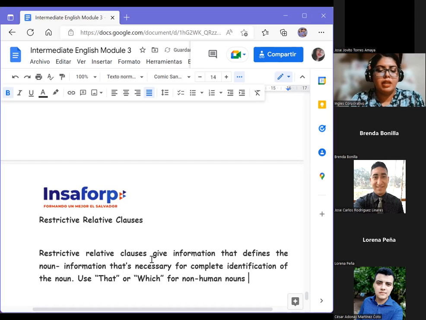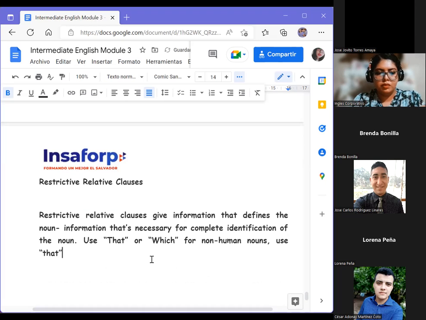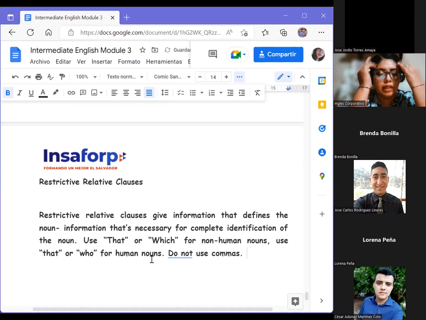So in this case, it's saying that we're going to use that or which for non-human nouns. So in this case, it is not necessary to use commas for separating the clauses.